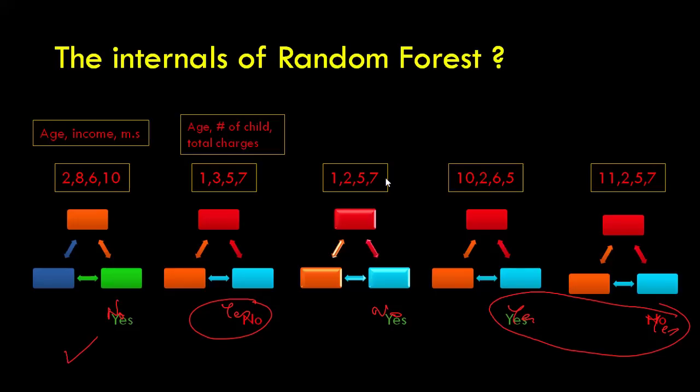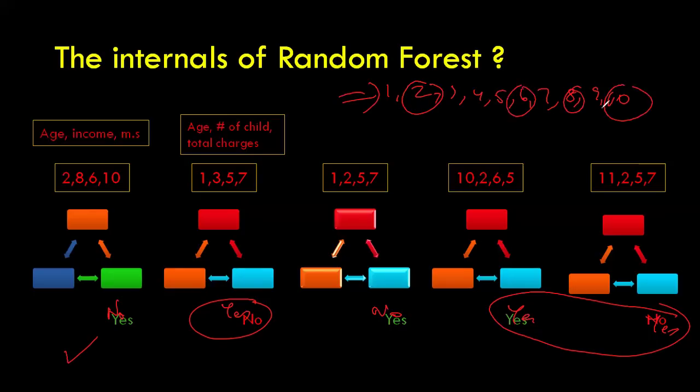Let's say your data set contains the values 1 to 10. So 1, 2, 3, 4, 5, 6, 7, 8, 9, 10. Each tree randomly subsets this data. So in this case, 2, 8, 6, and 10. These 4 values were subsetted by this tree. And the next classifier randomly subsetted the values from this data set: 1, 3, 5, 7. And the next tree, if you see here, randomly subsetted the values 1 to 5, 7.